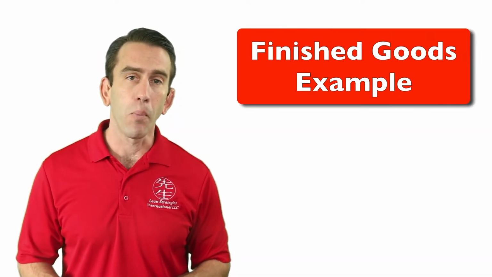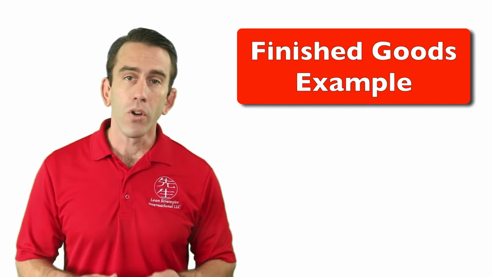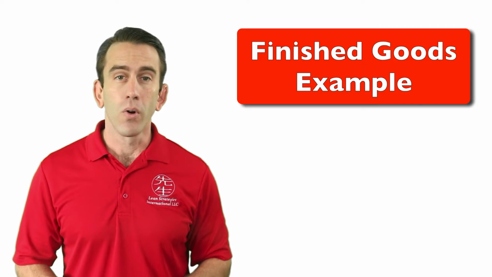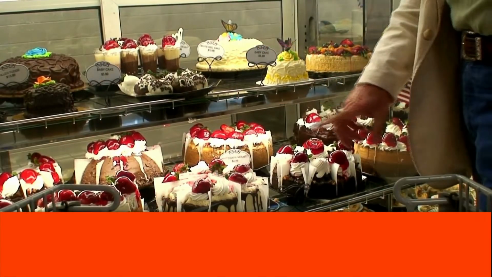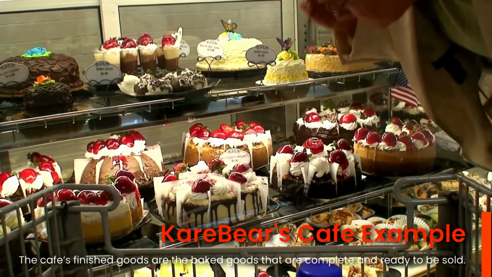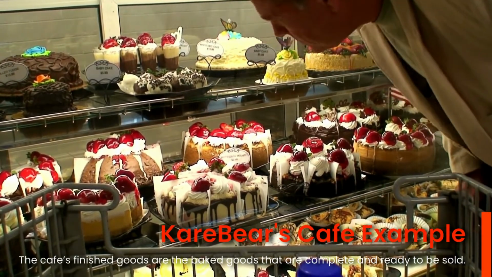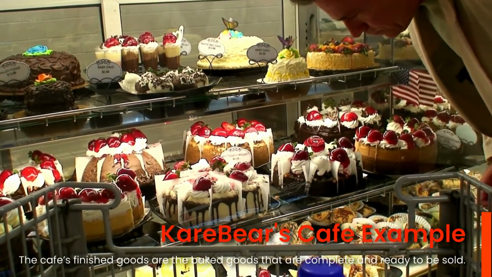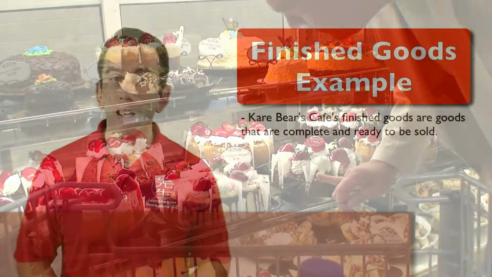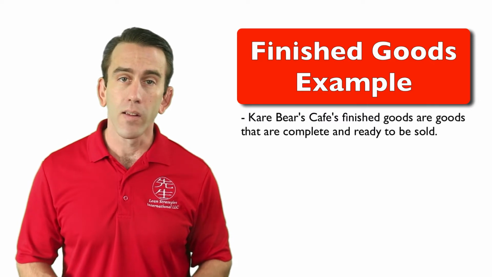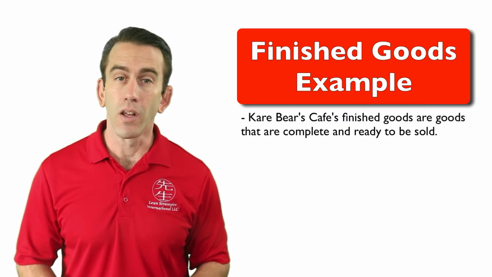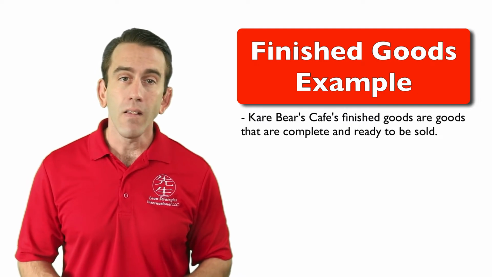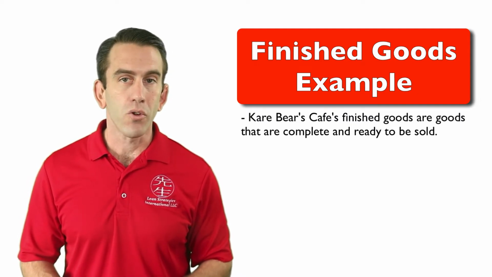Let's look at an example of finished goods. Finished goods are based on a number of different criteria that are specific to a company. For example, Care Bear Cafe is a company that bakes different types of cookies, cakes, and pastries. While the cafe's finished goods are the baked goods that are complete and ready to be sold, the assets that contribute to the finished goods include various ingredients for baking, cookware, and any labor needed to produce the finished goods.